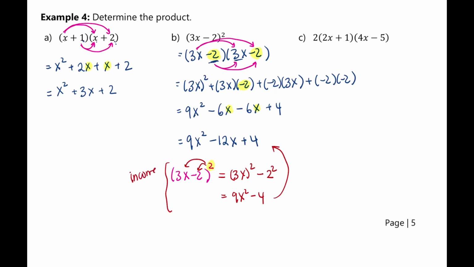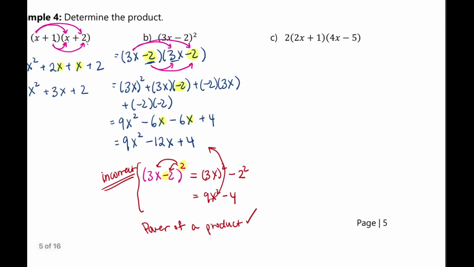Incorrect. Please do not try to distribute if there's an operation like this inside the base, plus or minus. Okay? This only works when it's a product. Power of a product is good, but not this.